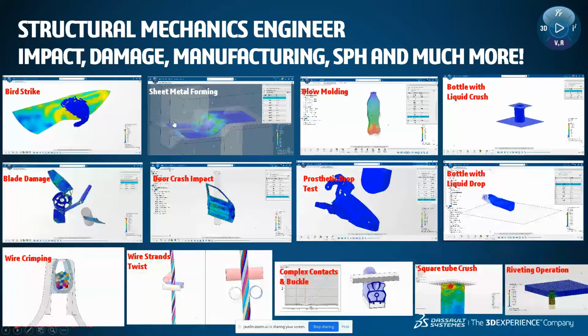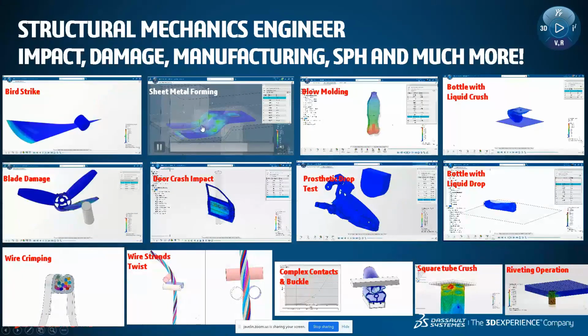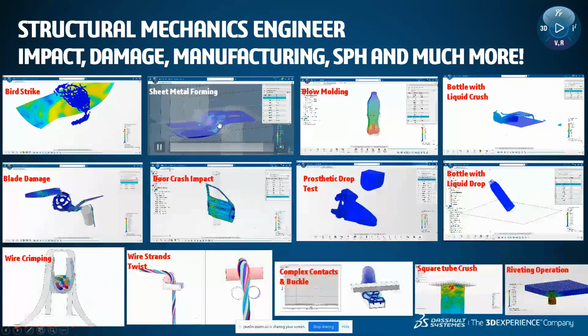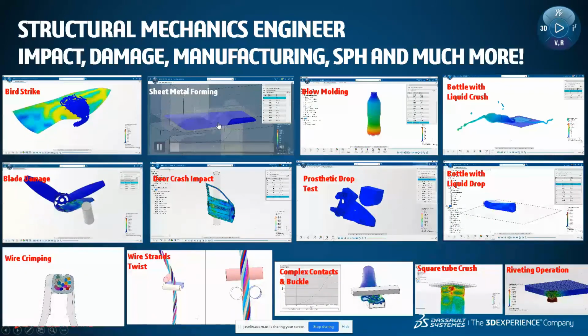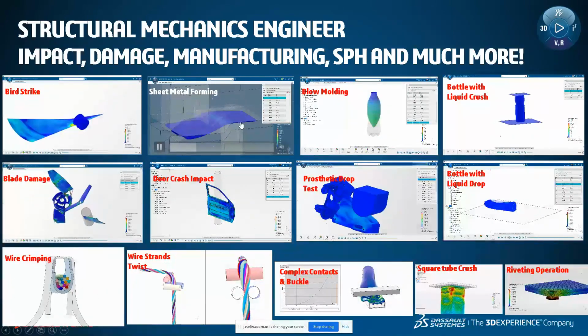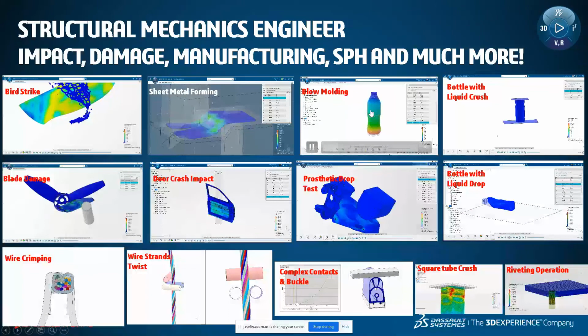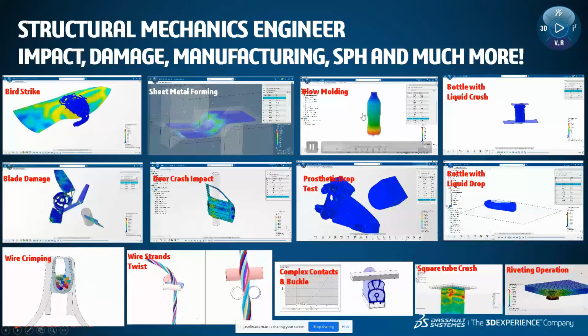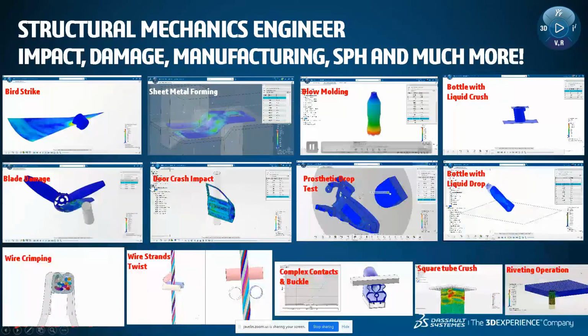Whatever it's hitting there. Metal forming, something that can be very, very difficult because of the level of plasticity involved, something that we can achieve now. Blow molding, very, very simple using the SimuliaWorks tools. You guys saw this one, that was the bottle crush.